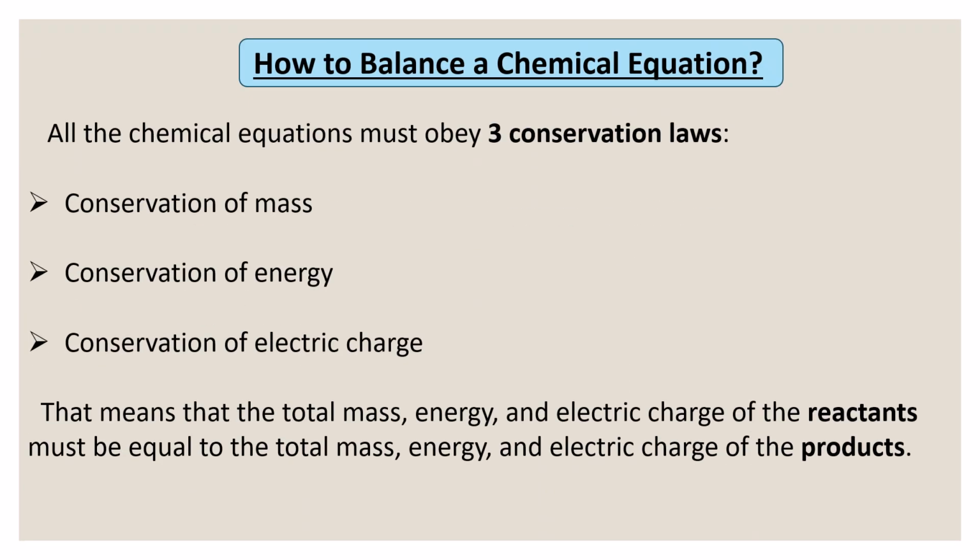How do we balance a chemical equation? All chemical equations must obey three conservation laws: conservation of mass, conservation of energy, and conservation of electric charge. That means that the total mass, energy, and electric charge of the reactants must be equal to the total mass, energy, and electric charge of the products.